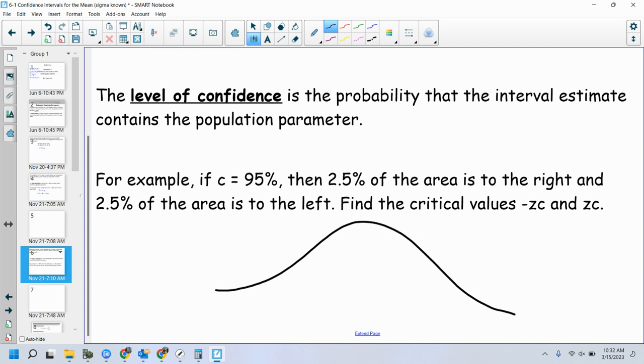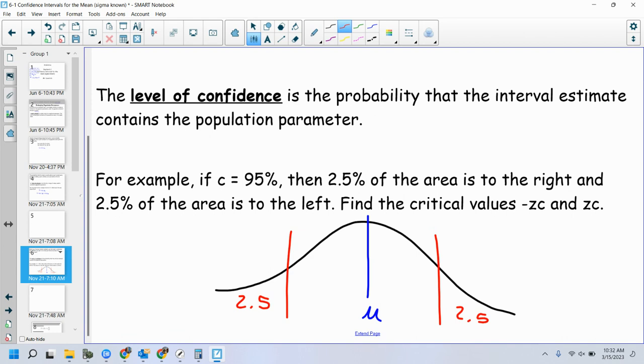Because I'm saying, okay, here is my normal distribution. Here is my mu, right? I am saying I am 95% confident that my interval contains my mu. You got to think about it this way. I've got 5% left over, but I could be overestimating or underestimating, right? It actually could come out above or it could come out below. So you have to think that there is 2.5% over here and 2.5% over here.